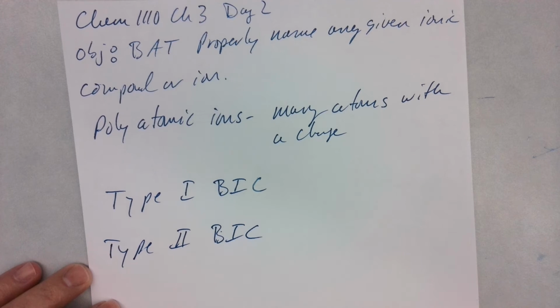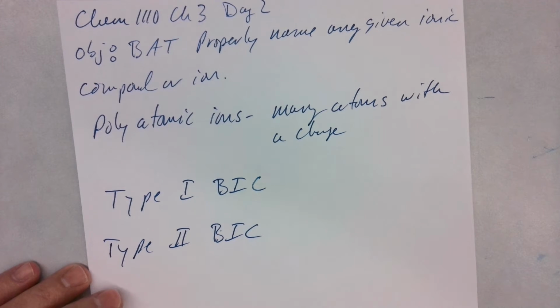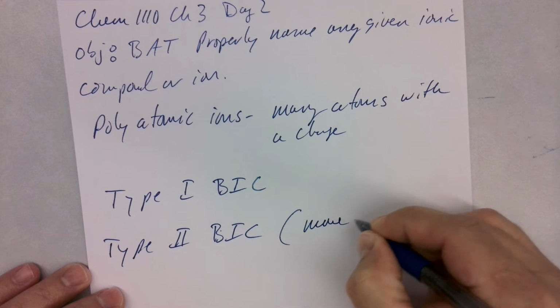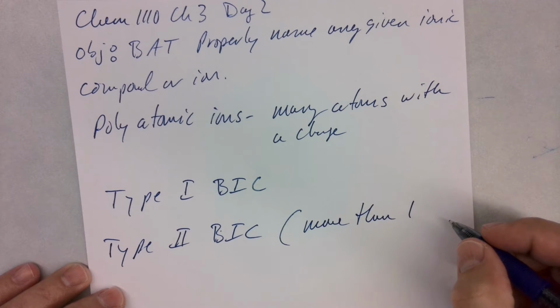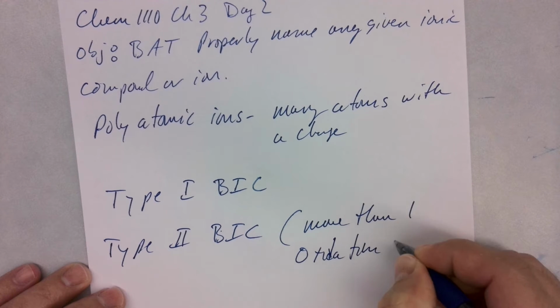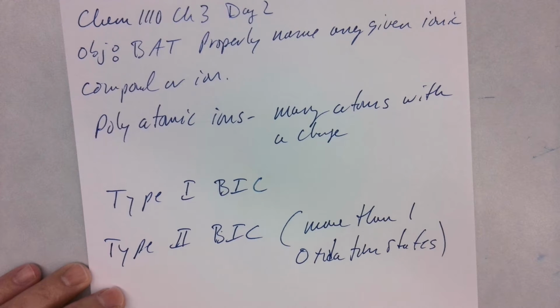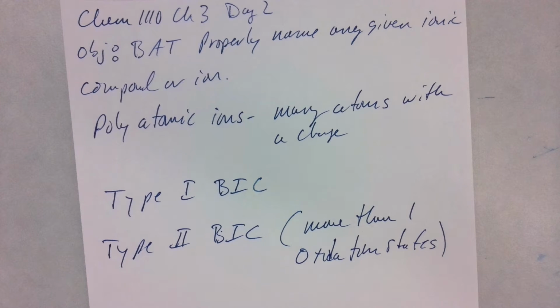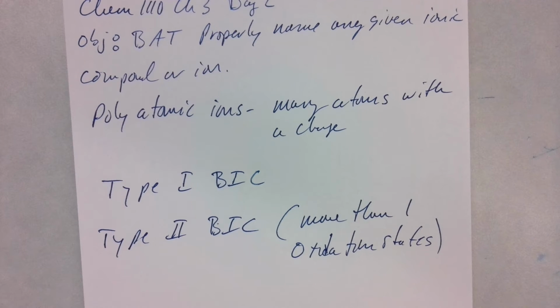Does anybody remember the difference between a type 1 or a type 2 binary ionic compound? Which one? The second one means it has more than one what? What were they called? Say louder. Oxidation states. Oxidation states. And how do you know that? How do you know that it probably has more than one oxidation state? Anybody remember? Nobody? I believe I gave you like a 75% probability?